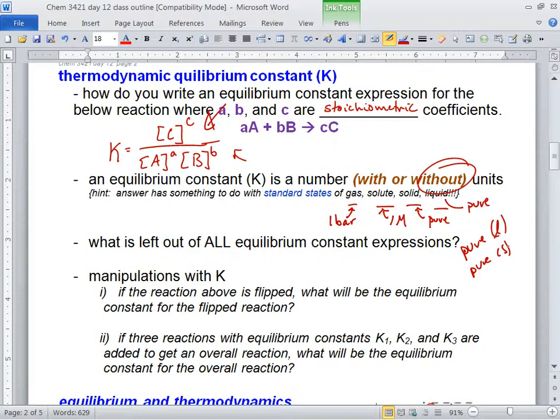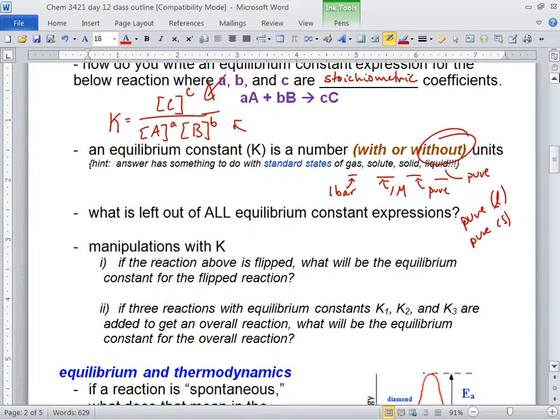So if H2O liquid is in your reaction, you should literally be writing the concentration of H2O liquid raised to its stoichiometric power in your equilibrium constant expression. But you're dividing it by the standard state, which is pure water again. It doesn't matter. Solid, same story. It just cancels out on you. So we don't even bother with these.